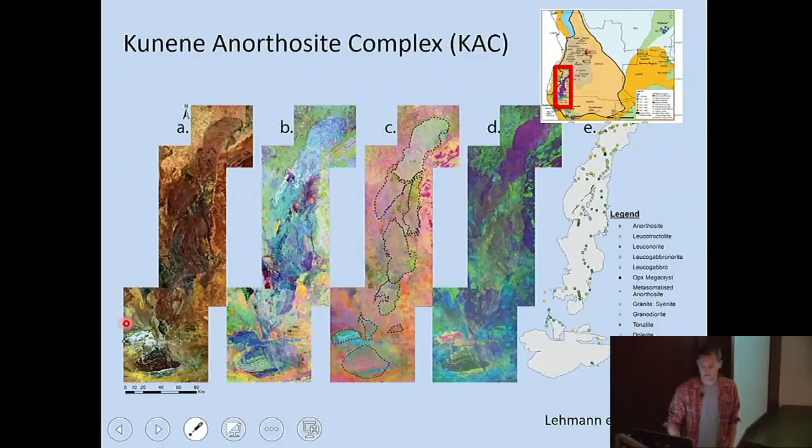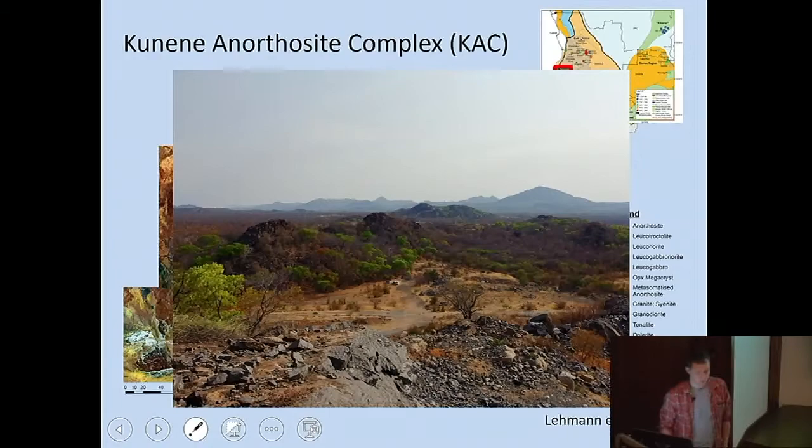And these images have been used to try and interpret what the pluton structure of this anorthosite complex is. And here's just some photos showing some of the geology in that region. This is our camp down here. This is a quarry where they're taking dimension stone out for kitchen surfaces or whatever. And this is what the general geology looks like in that region. We have just general flat areas and then hills, which are just dominated by anorthosites.